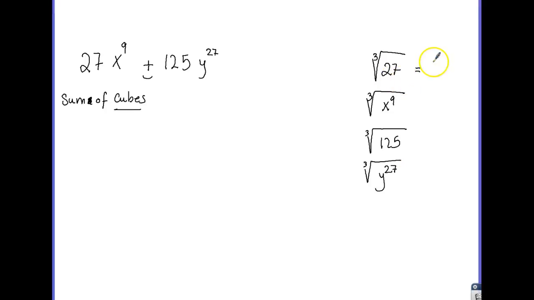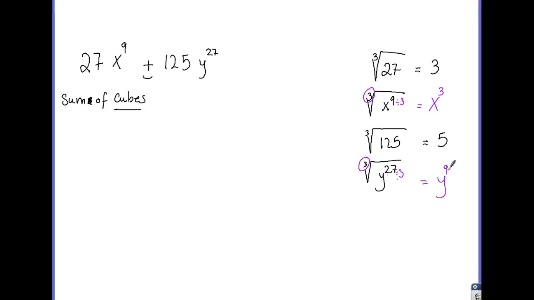The cubic root of 27 is 3, because 3 times 3 is 9, times 3 is 27. And the cubic root of 125 is 5, because 5 times 5 is 25, times 5 is 125. If you're not sure, plug it in the calculator. Let's look at the powers. Since we're doing the cubic root, we're dividing the power by 3. So 9 divided by 3 is 3, so the cubic root of x to the 9th is x cubed. The cubic root of y to the 27th is y to the 9th, because 27 divided by 3 is 9.